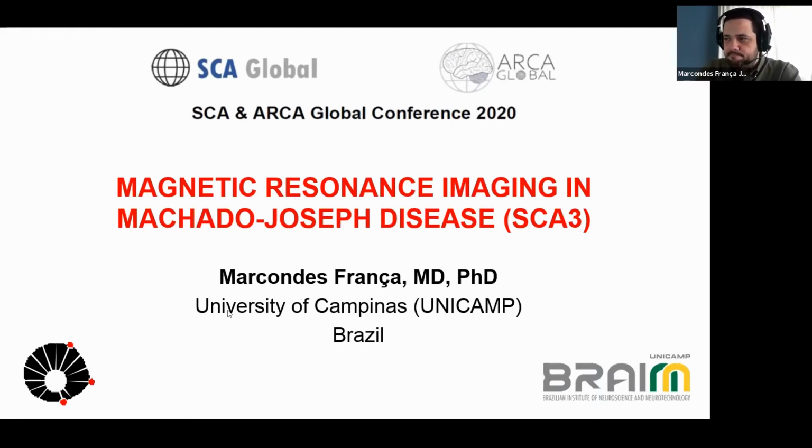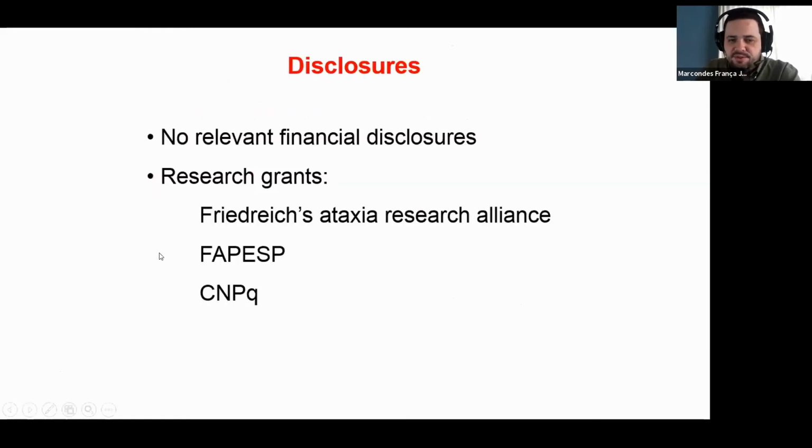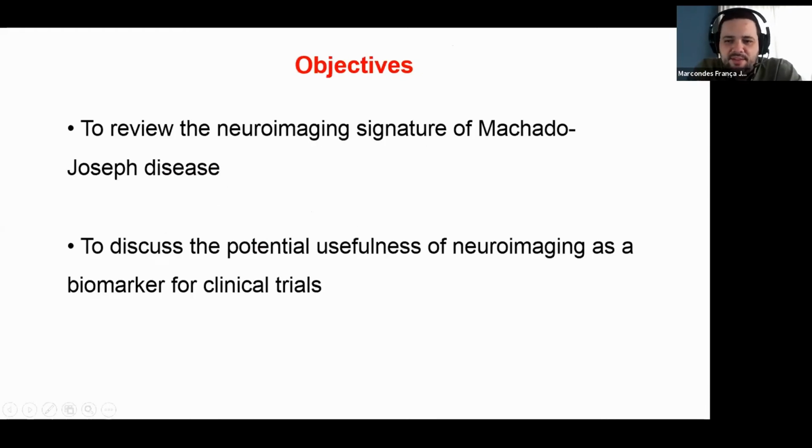No disclosures. The studies I'm going to show you have been funded by Brazilian agencies and also FARA. The main learning goals of this talk would be two. First, I'd like to review briefly the neuroimaging signature of SCA3, and then the most relevant part for the clinical use of these measures: we're going to discuss the potential usefulness of neuroimaging as a biomarker for clinical trials or for prospective studies.